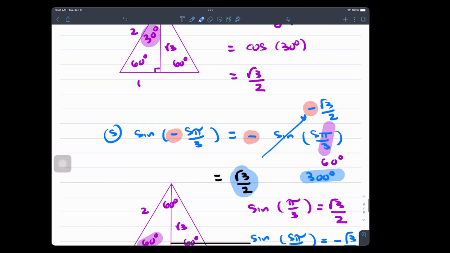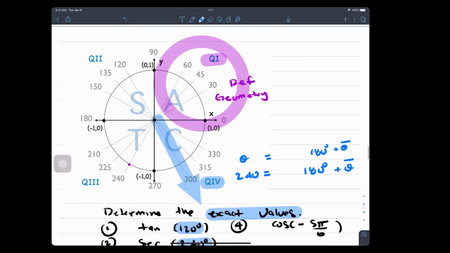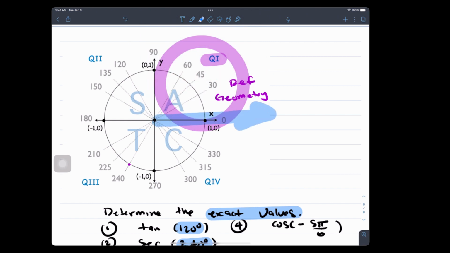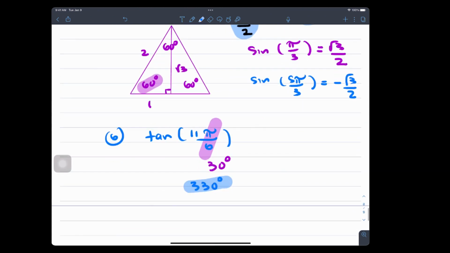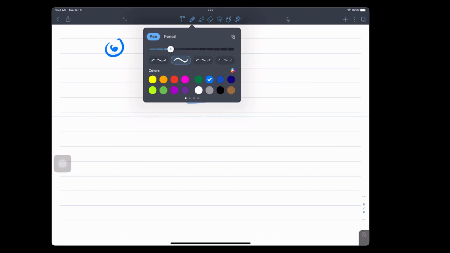So what quadrant is that in? 330. Quadrant 4. It's a quadrant 4 angle here. What happens in quadrant 4? Cosine's positive, so quadrant 4. All right. So we need to find tangent of 30.